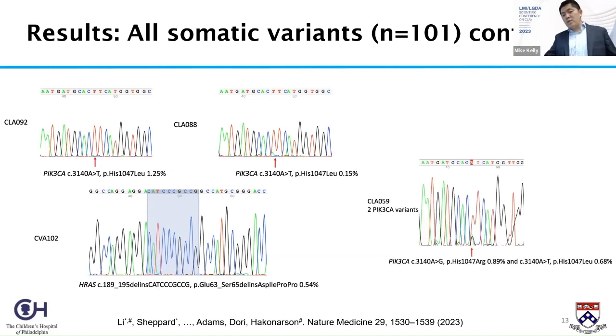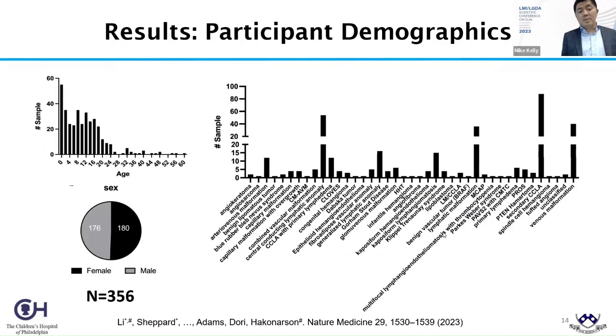And in a very unique case, we have two PIK3CA variants that affect the same PIK3CA residue, 1047. And with this assay, we confirmed the two variants in one assay. As you can see here, it has 3 peaks.